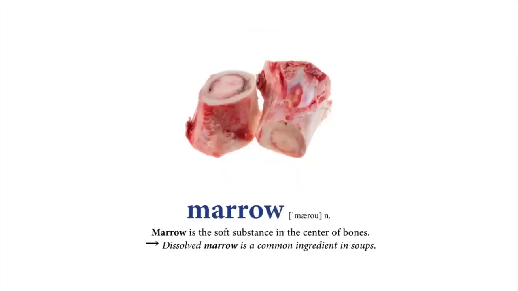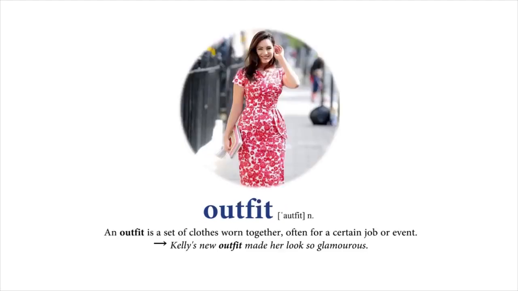Marrow. Marrow is the soft substance in the center of bones. Dissolved marrow is a common ingredient in soups. Outfit. An outfit is a set of clothes worn together, often for a certain job or event. Kelly's new outfit made her look so glamorous.